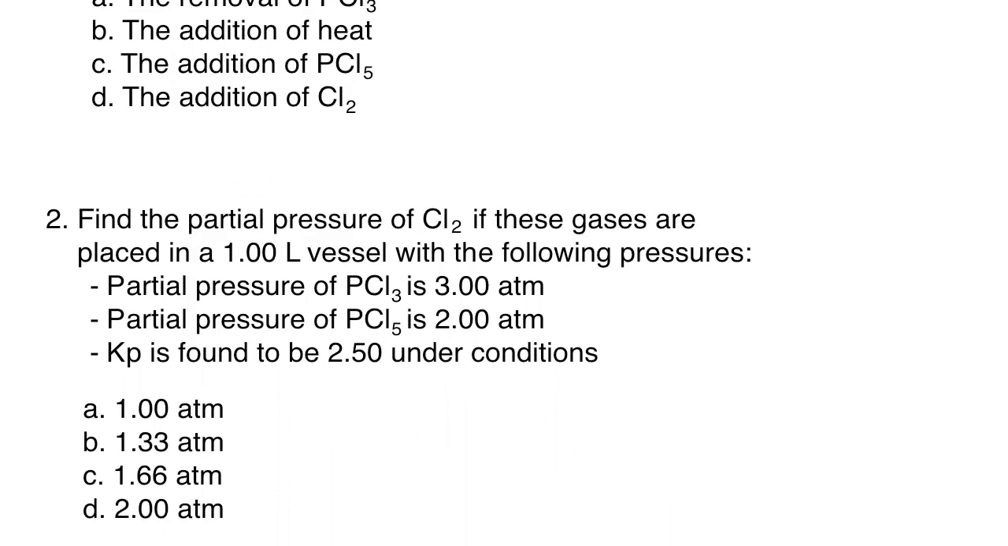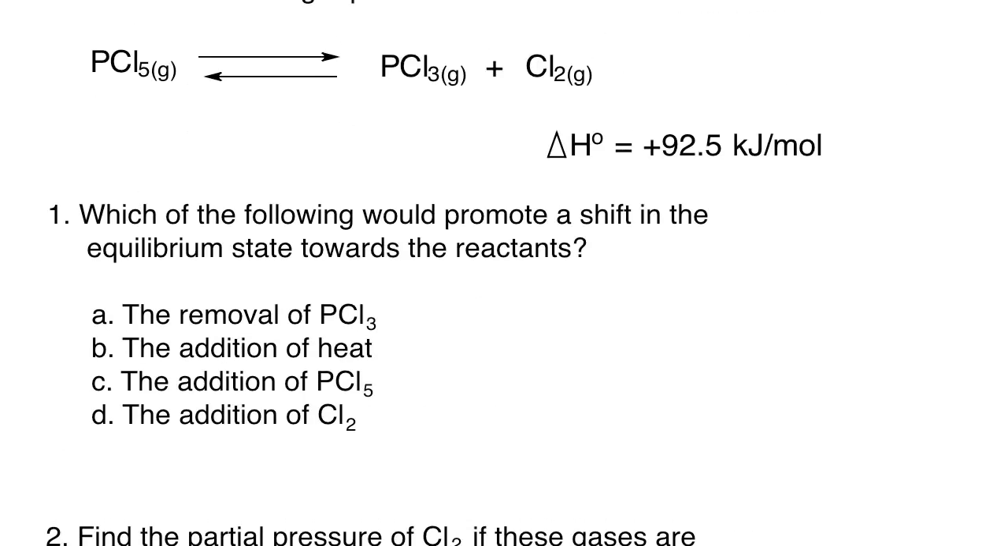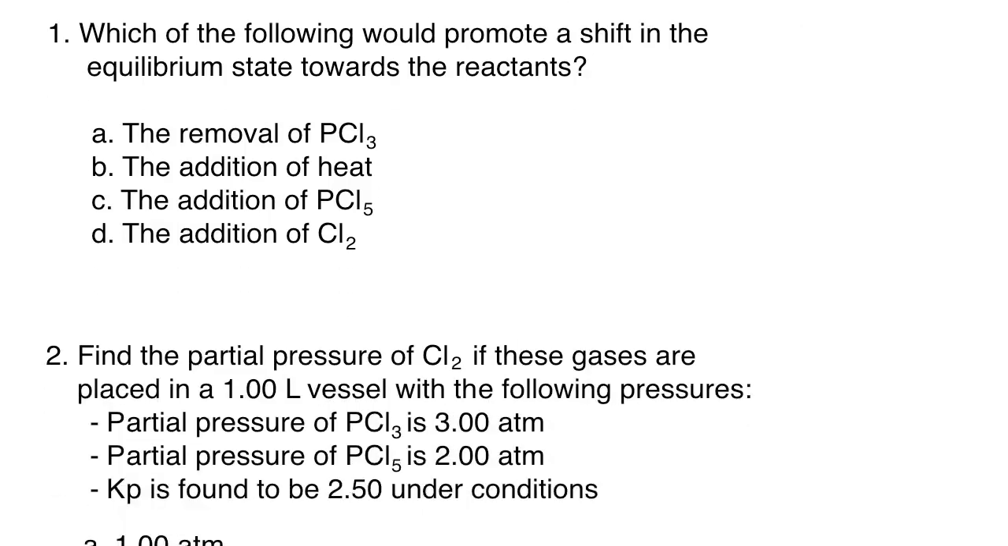So I figured for this question we would try one of the calculations with partial pressures, since we did a lot with the concentration throughout the lecture series. I wanted to give you a little exposure to that. So find the partial pressures for the Cl2 gas if these gases are placed in a 1 liter vessel with the following pressures. So again, we're referring to this reaction up here, and you're going to calculate the partial pressure for the chlorine gas given the other conditions here.